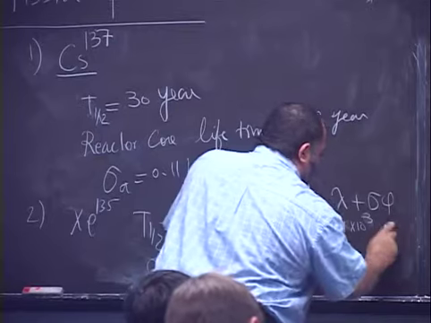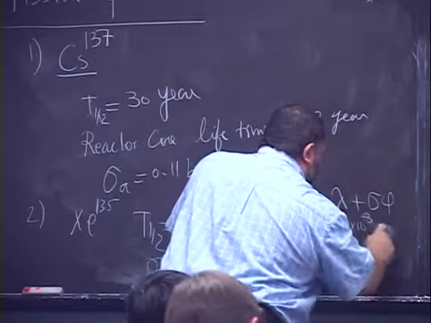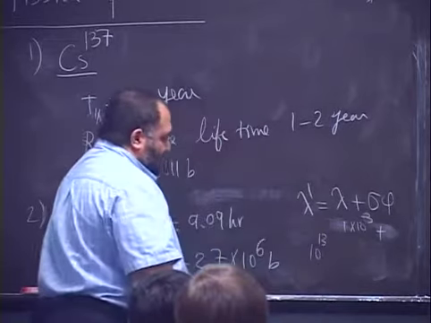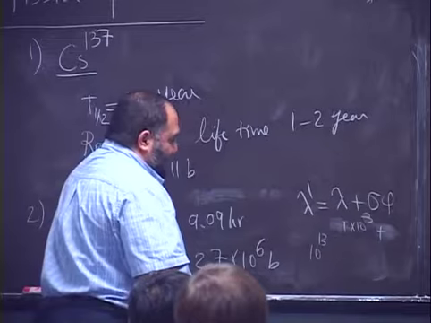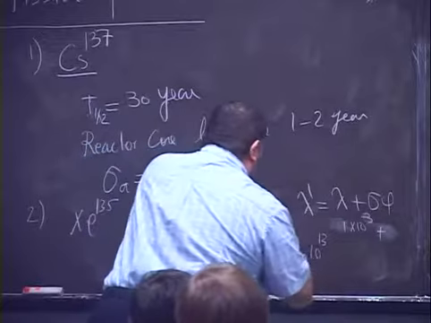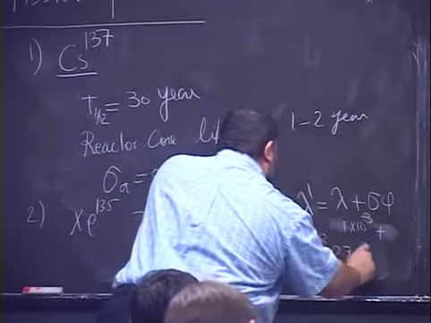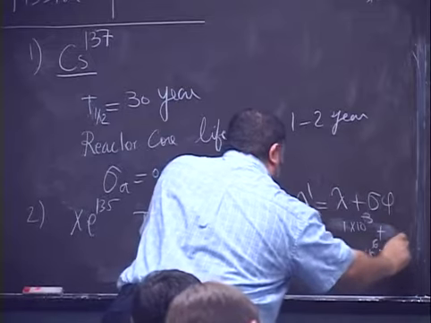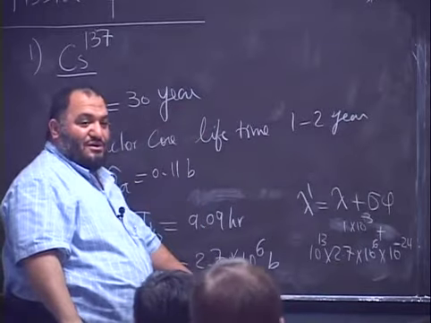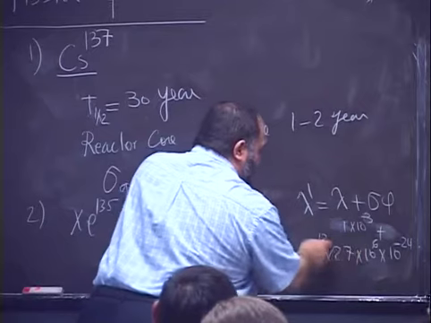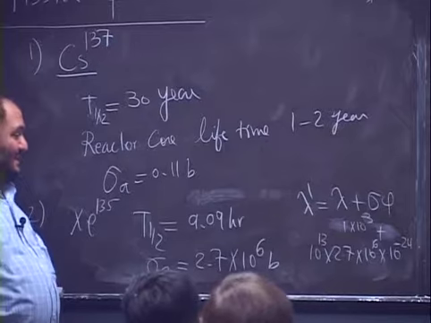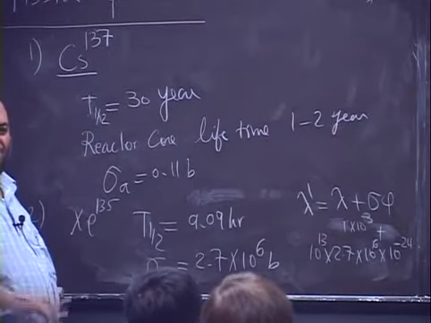And what about sigma phi? The flux, let's say, in our reactor is 10^13 per centimeter squared per second. And sigma here is 2.7 × 10^6, but you have to multiply by 10^-24 to transform it from barn to centimeter squared. So this is what? 20, and this is 20 × 10^-4. So lambda is 10^-4-ish.